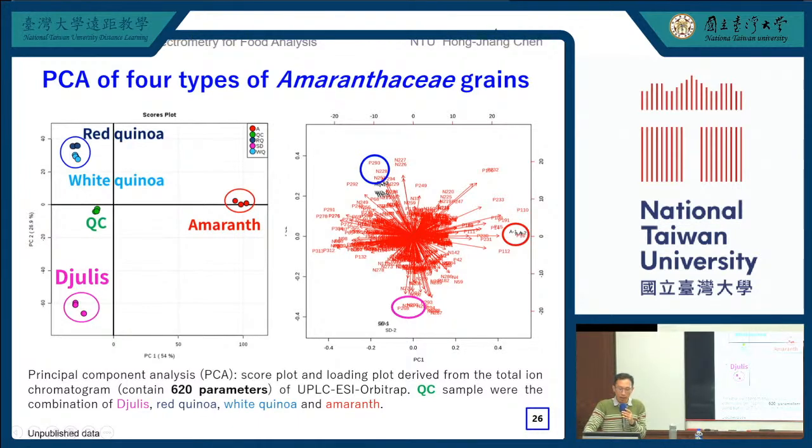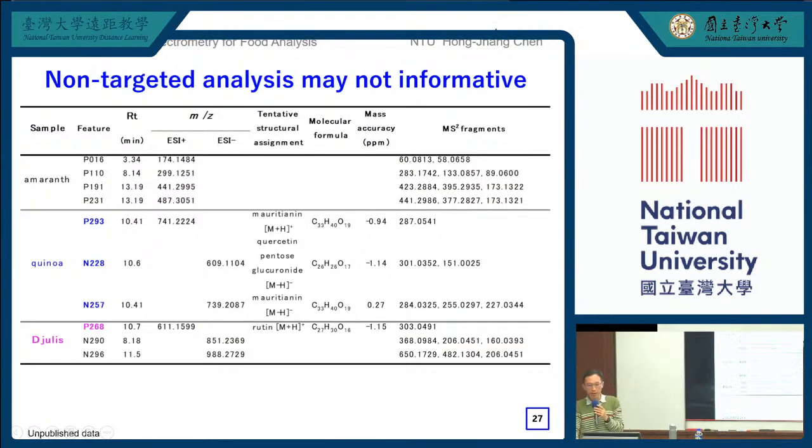And more important, I can identify the metabolites based on the loading plot. In the score plot, Julius is in the third quarter, right? So based on this result, in the loading plot we will find the third quarter metabolites and identify these metabolites as representing Julius. Again, the first quarter represents Amaranthia, and the second quarter represents quinoa. After that, we can identify the compound.